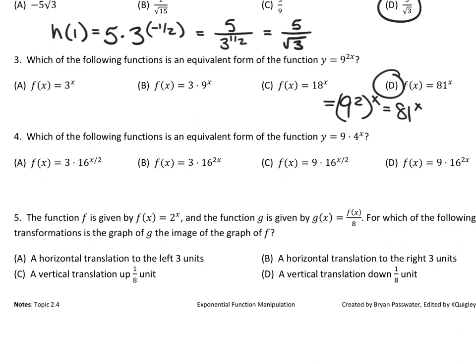Number 4, which of the following functions is an equivalent form of the function 9 times 4 to the x power? Okay, here's some things I see. I see that these all have bases of 16. I somehow need to have them have bases of 4 so that I can actually compare and make them equivalent. Or I make my version have a base of 16.